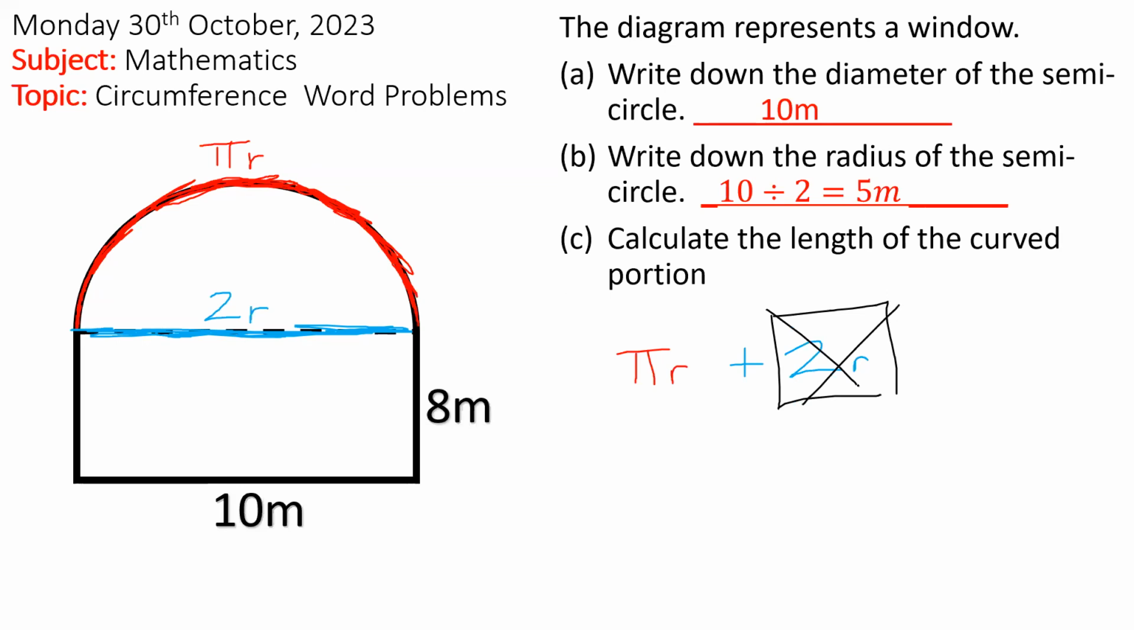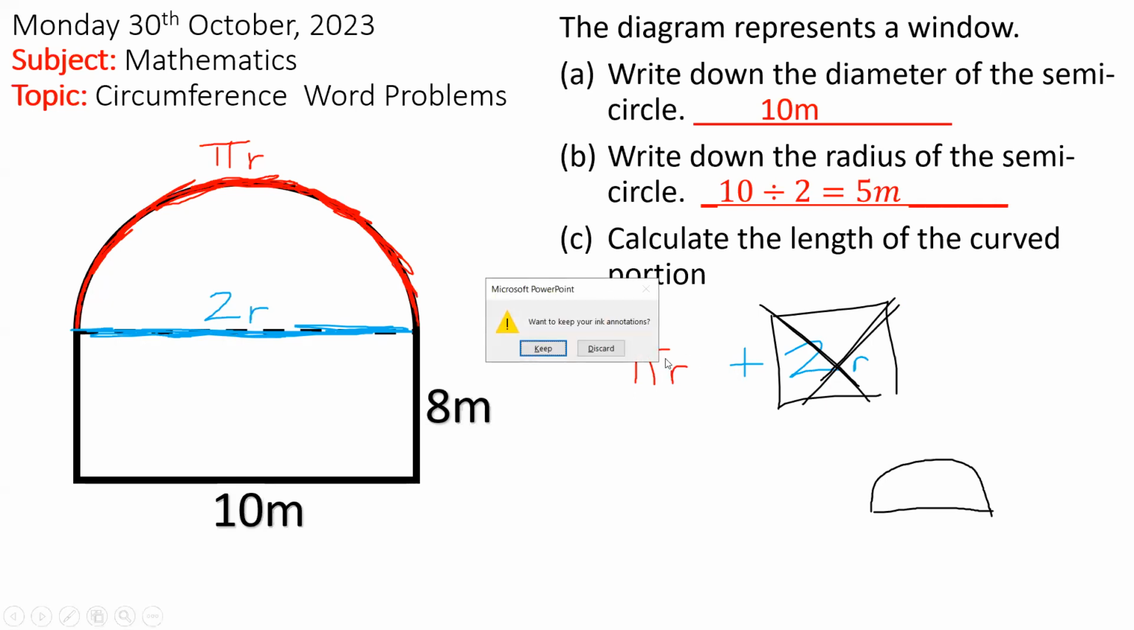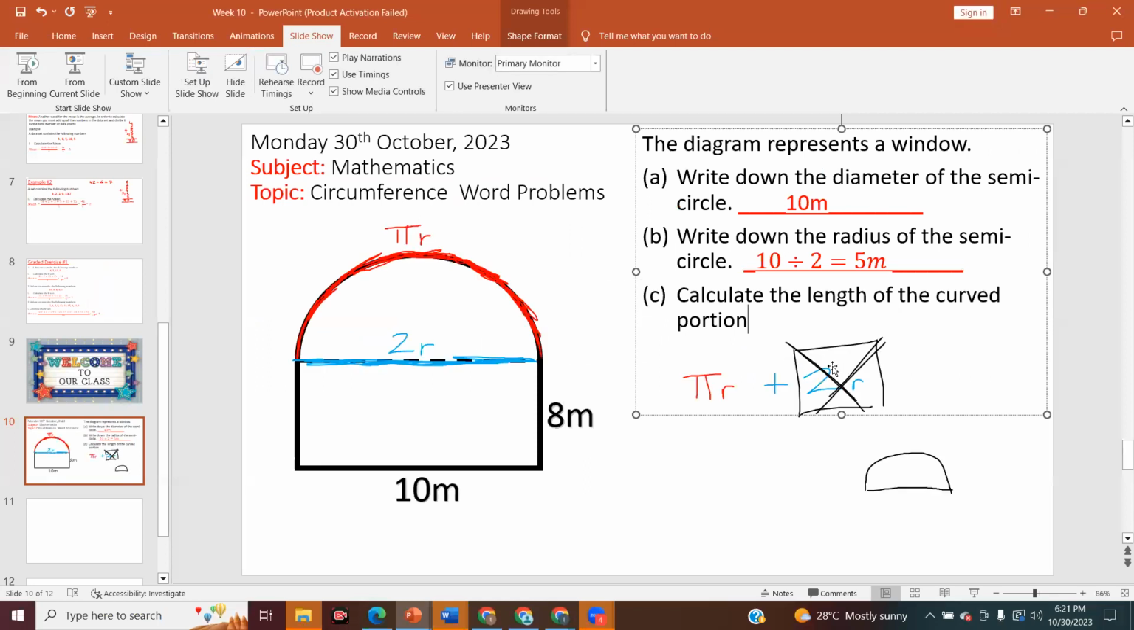Now, if we were trying to find the length of the semicircle as a whole, including the diameter, then obviously we would use pi r plus 2r. But in this case, we do not include 2r because 2r is the diameter, and we don't want the diameter. We just want the length of the curved portion. So we only use pi r. We cannot use 2r because it is the length of the diameter.